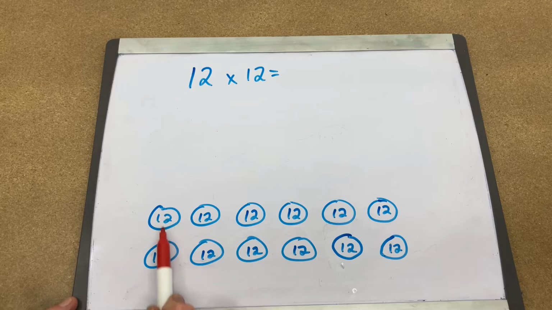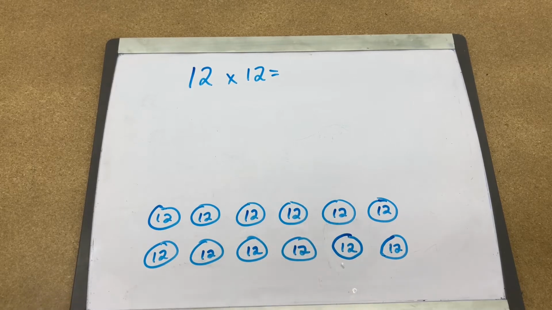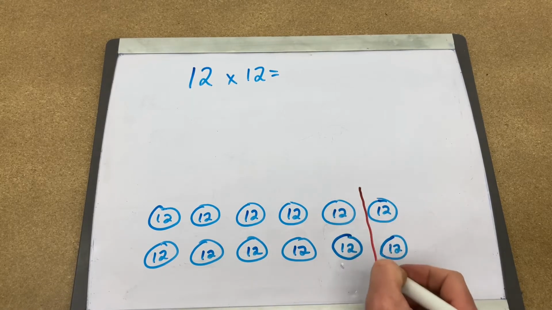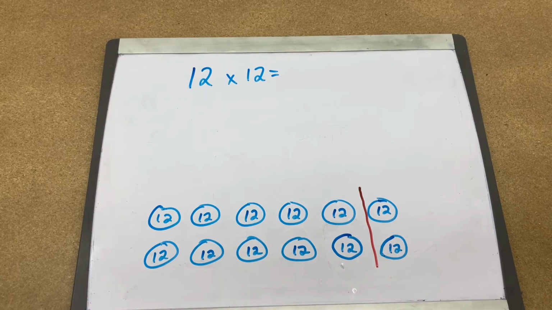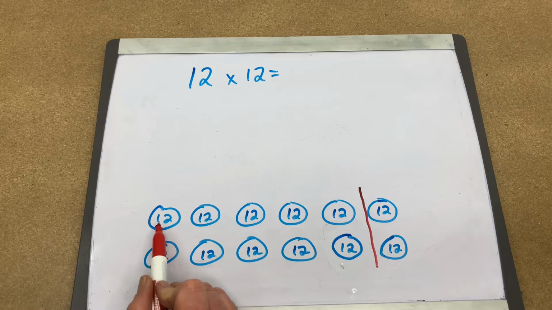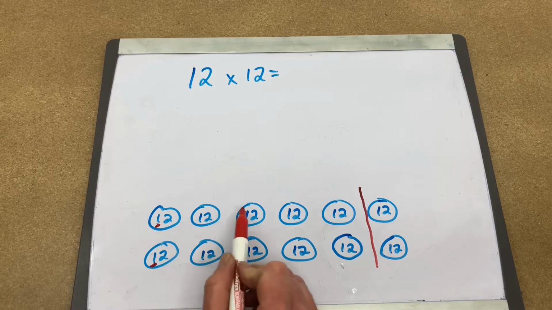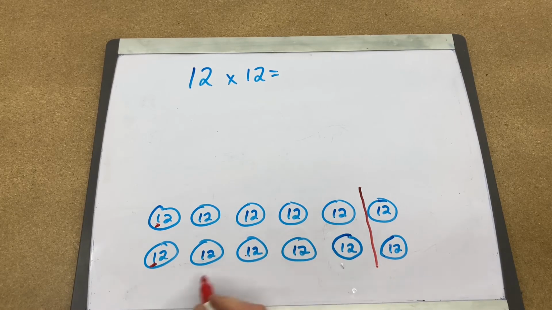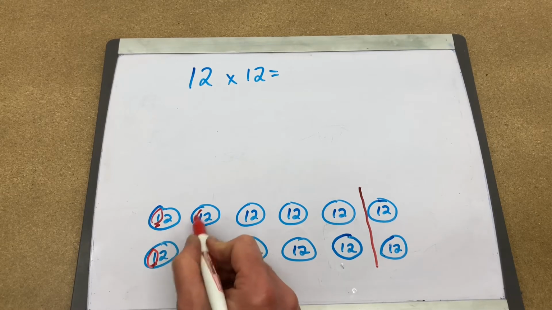I see that I have 2, 4, 6, 8, 10 groups right here. So I'm going to just draw a line. And then I can start adding. But let's try to find another shortcut. I see there's lots of 10s here. So let's calculate 10, 20, 30, 40, 50, 60, 70, 80, 90, 100. So I have 100 when I count just the 10s.